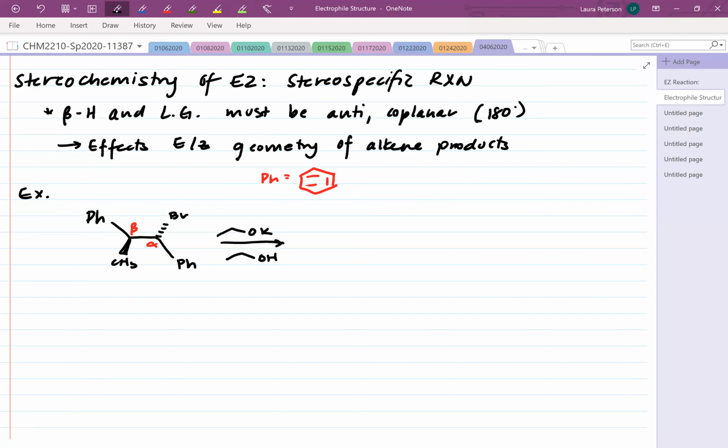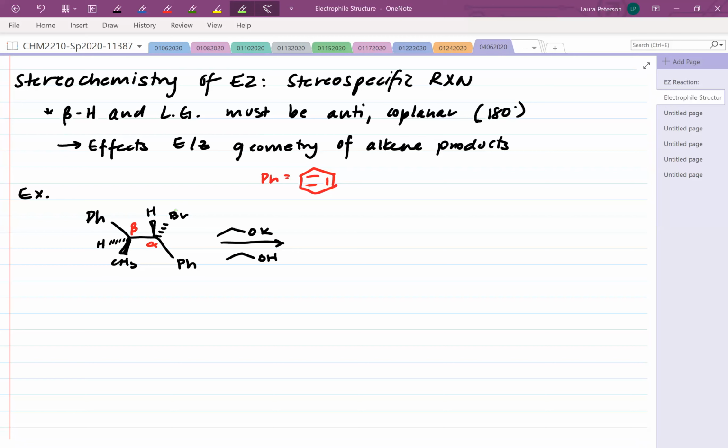So we're going to go to the beta carbon that I have labeled. The hydrogen at that position needs to be 180 degrees from our leaving group. Well, this is what we need: we need this beta hydrogen and this leaving group to be 180 degrees. Currently, are they 180 degrees? Well, no, right? Because they're both going back into the board or back into your paper.